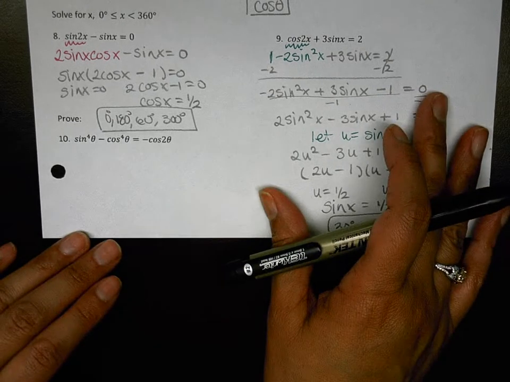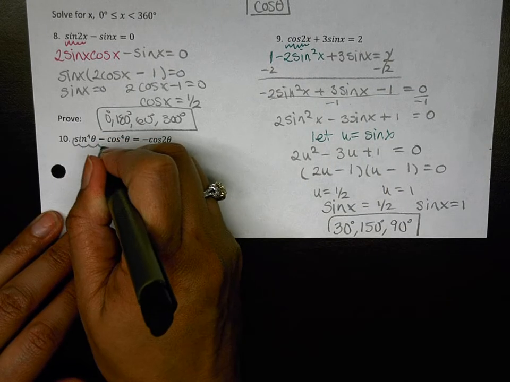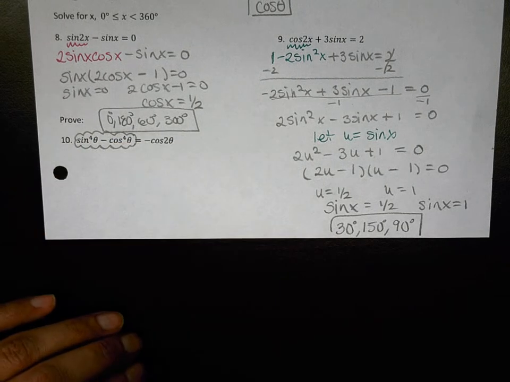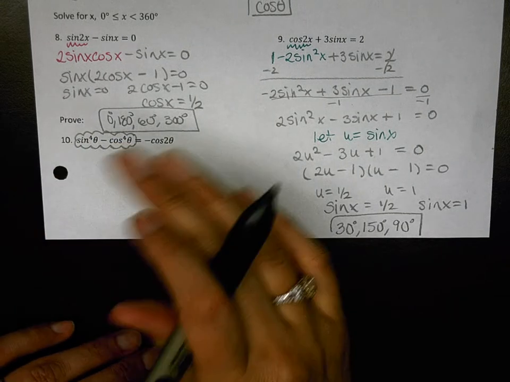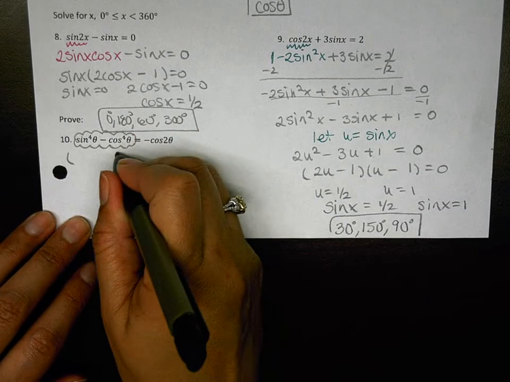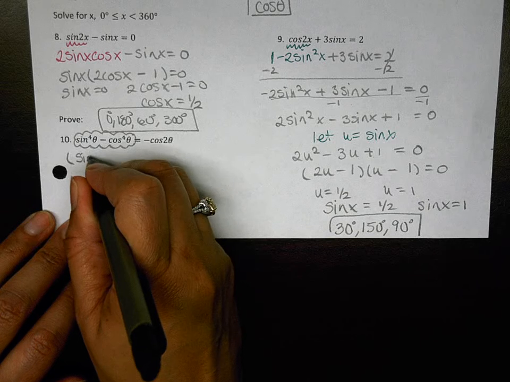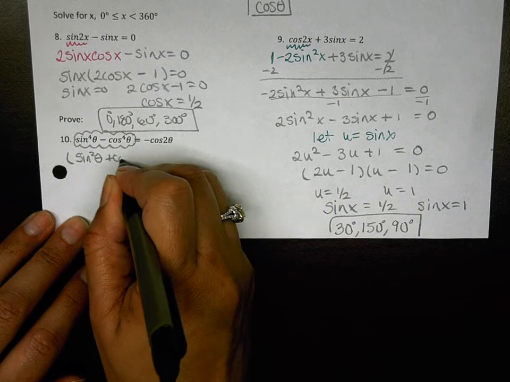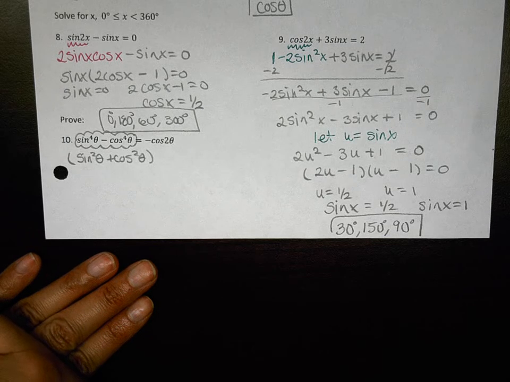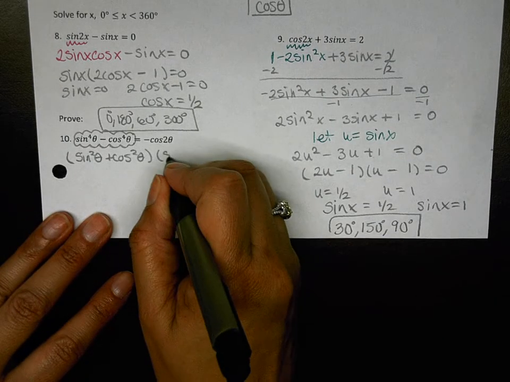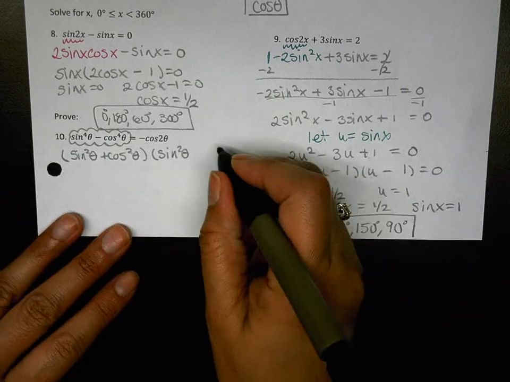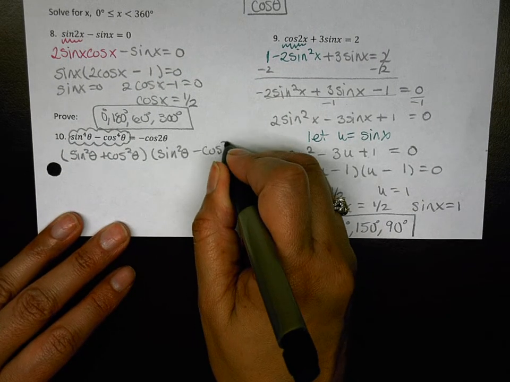What side are we going to pick? Left side. And what was the hint? I gave you guys a hint on the quiz. What did I tell you to do with it? Difference of two squares. Sine squared theta plus cosine squared theta times what? Good. He said sine squared theta minus cosine squared theta.